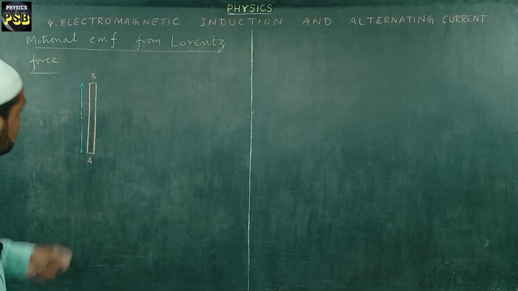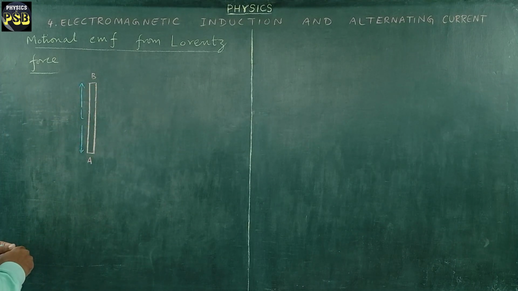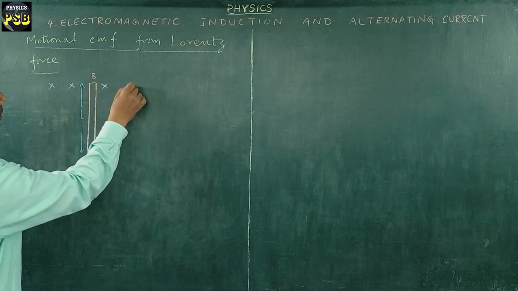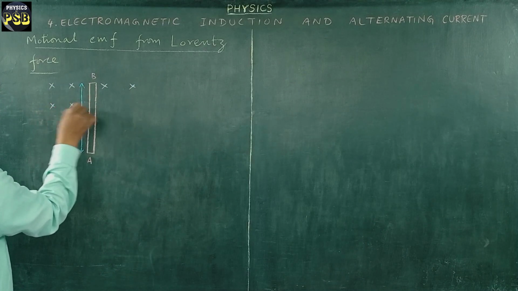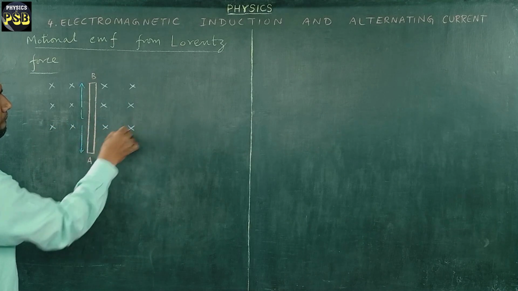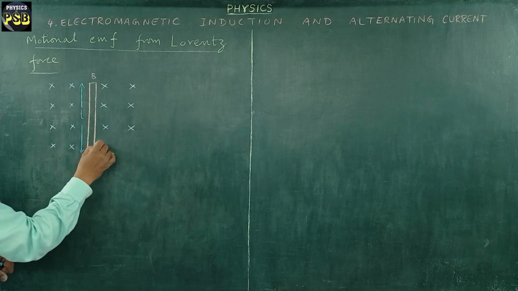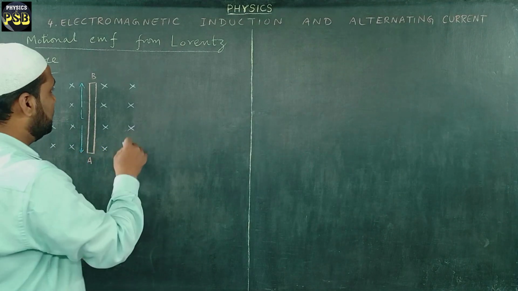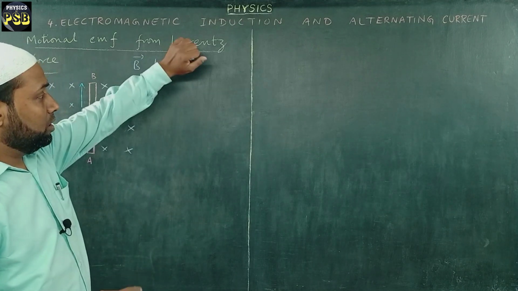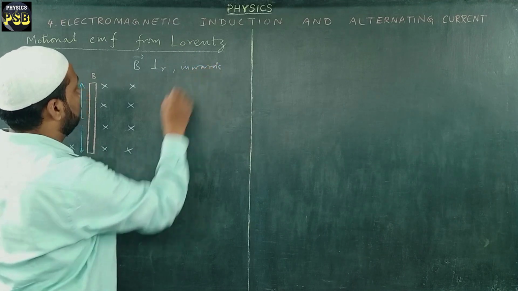This conducting rod AB of length L is placed in a uniform magnetic field B vector, which acts perpendicular to the plane of the board in the inward direction. Remember this.